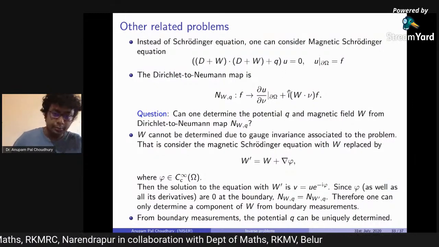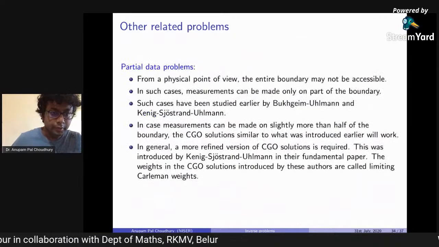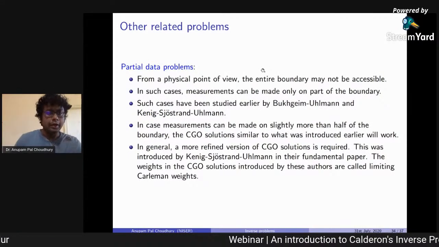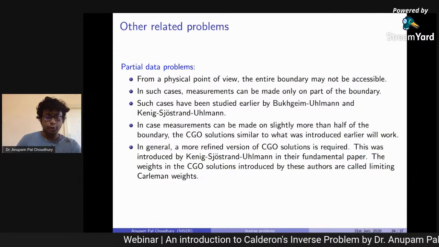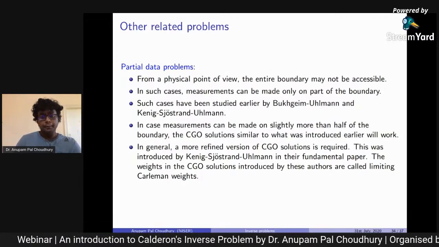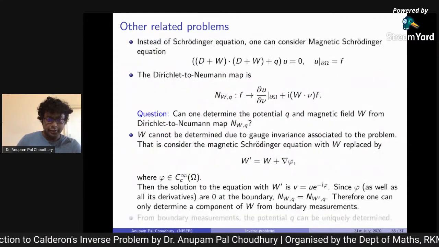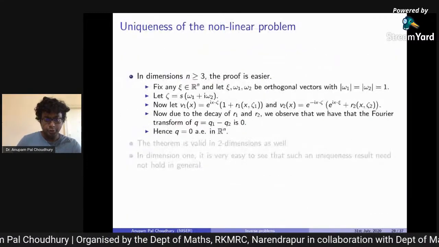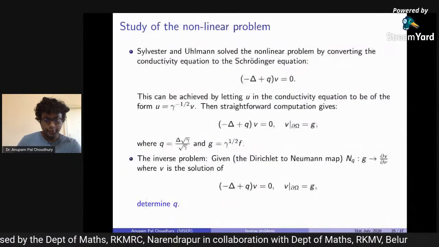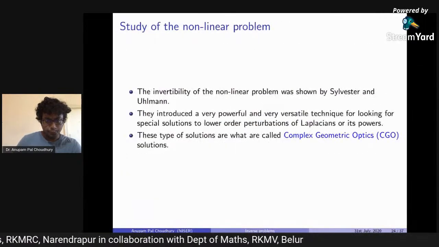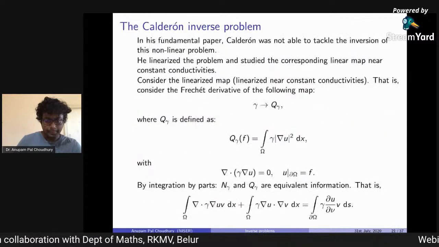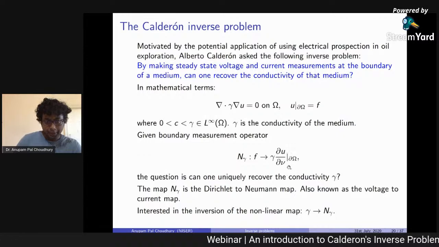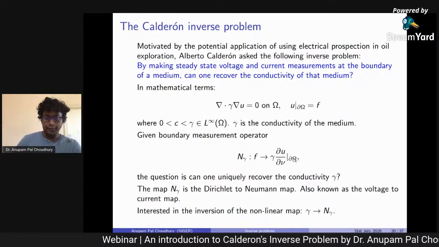So this is another very important related problem. So there are other related problems. Obviously, if you go back to this, this is a kind of full data problem. Why is this a full data problem that we studied? Because all these measurements that we made here, this del U, del nu and all, let me just go back and show this to you a bit. Yeah, you see these measurements that we made over the entire boundary of omega.